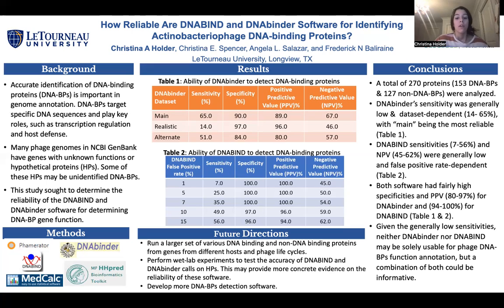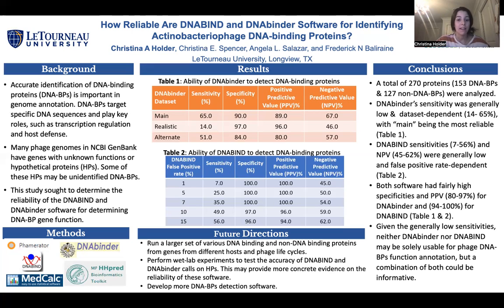So in the future, I would like to expand my data set, including more clusters and more phages. And I would also like to do some wet lab experimentation to get a more accurate sensitivity and specificity rates for these softwares, specifically on hypothetical proteins. And I would also like to look into developing a DNA binding prediction software specifically for bacteriophages.